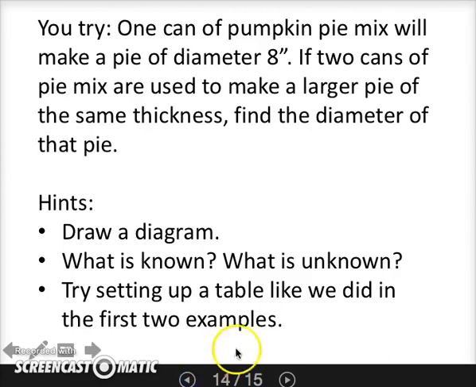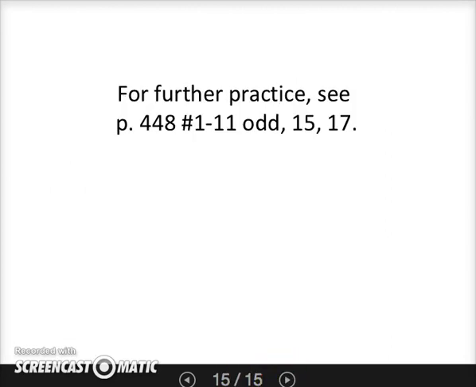You try this one. 1 can of pumpkin pie mix will make a pie of diameter 8 inches. If 2 cans of pie mix are used to make a larger pie, find the diameter of that pie. Notice that this is a little bit different from the last problem. Some hints for you are, draw a diagram, write down what's known and what's unknown, and try setting up a table like we did in the first 2 examples. For further practice, see page 448, 1 to 11 odd, 15, and 17.